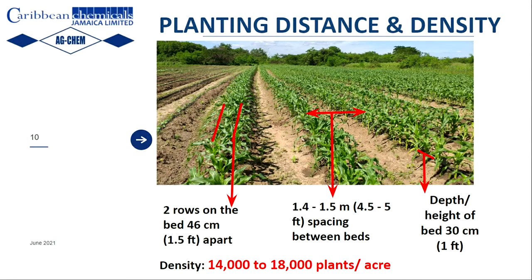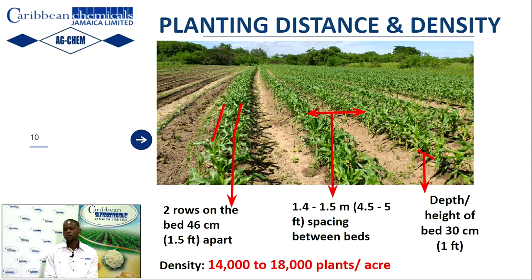All right, so we have an understanding of treating our seeds and our soils, but let's go into the planting distance and density required for sweet corn production. First of all, you should ensure that the plants are spaced 1 foot apart along the bed, and beside each other they're spaced 1.5 feet. This will give you adequate growth and a good planting density.